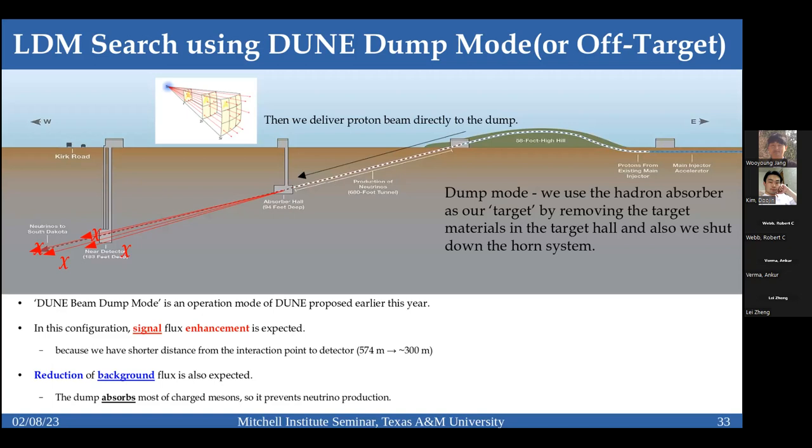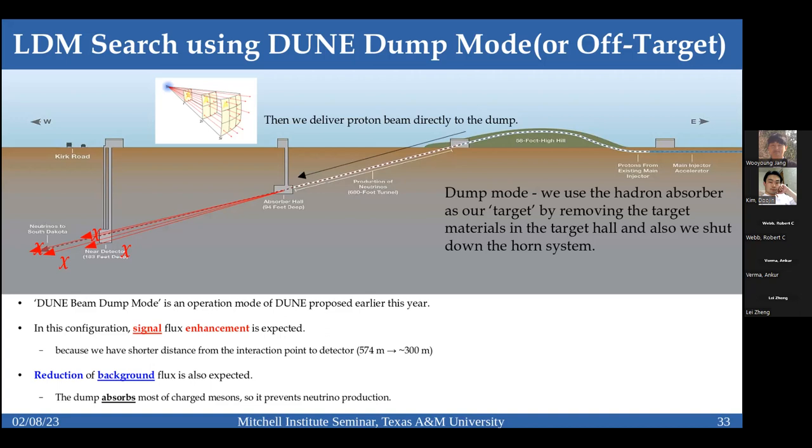And sometimes we call it off-target mode or targetless mode. So the idea is thinking about what if we can remove the target system in the beam axis. We use the hadron absorber as our target, and by doing that, we expect to enhance the signal flux, because now the source point is closer to the near detector, whereas the target system is about 300 meters away from the near detector.